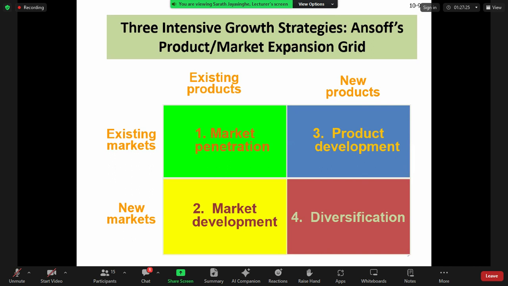Market penetration: the concept of increasing sales of an existing product into an existing market.